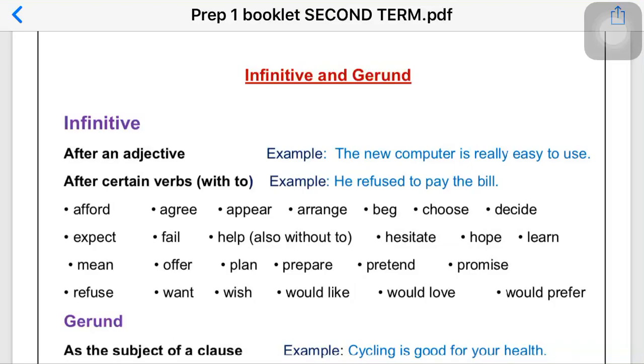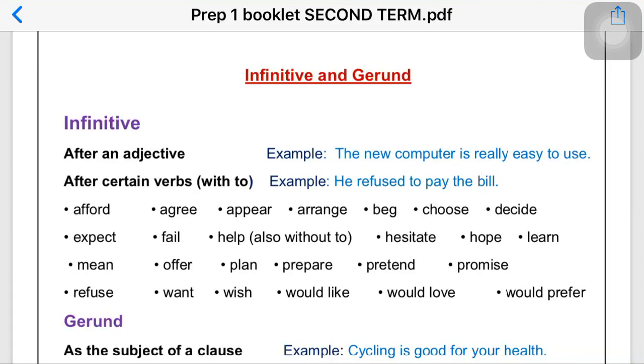We are going to start talking about infinitives and gerund. Let's see how we use infinitives. As we know, we have two kinds of infinitives. We have bare infinitives that we use without to, and we have infinitive with to.